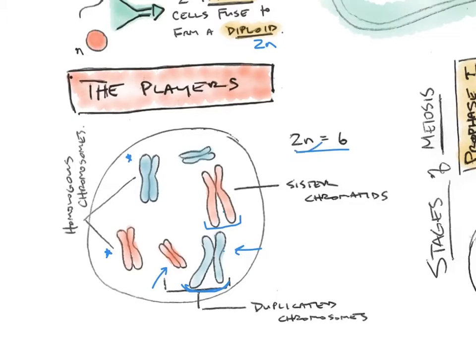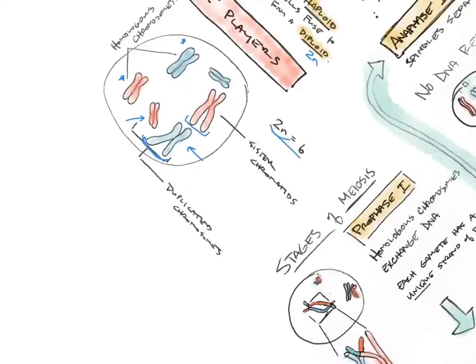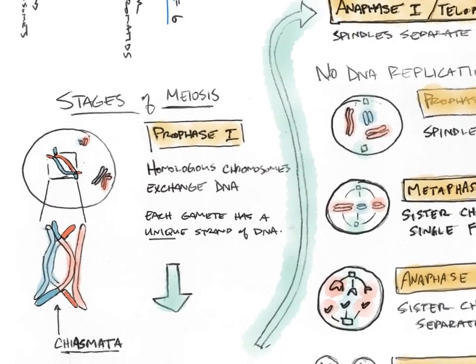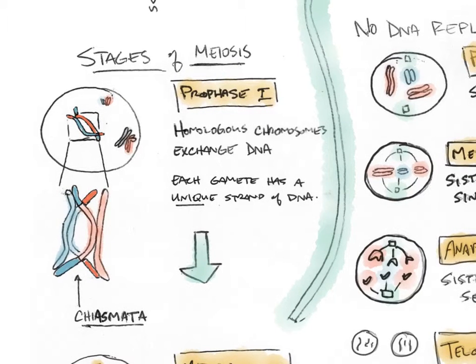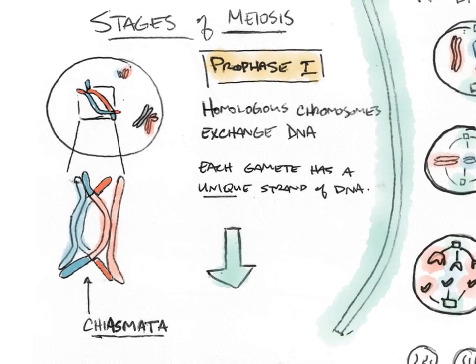So what does meiosis actually look like? We're going to run through the stages of meiosis. In prophase 1, this is where the variation comes in. We're going to talk about this a little bit more in just a few minutes. So in prophase 1, homologous chromosomes are exchanging DNA. Each gamete gets a unique strand then.